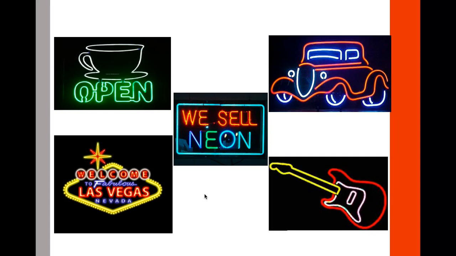Neon lights were named for neon, a noble gas which gives off this popular bright orange light. But other gases and chemicals are used to produce other colors, such as hydrogen produces this bright red color, helium produces this yellow color, carbon dioxide is this white color here, and this blue color is produced by mercury.